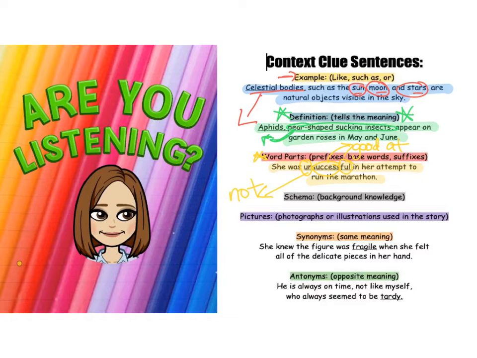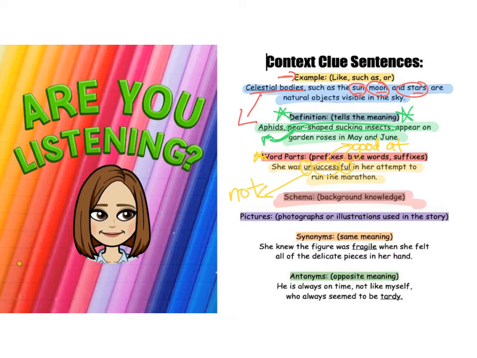Now, I just spoke with you guys about schema, and that's the very next one. Schema is your background knowledge. This is a big one when we're thinking about figuring out words or phrases we don't know. The very best readers think about, what do I know that I might can connect to what I'm trying to figure out. Maybe it's something I've read before. Maybe it's something I've experienced in my own life. Those are important things when you're thinking about building comprehension. Let's look at the next one.